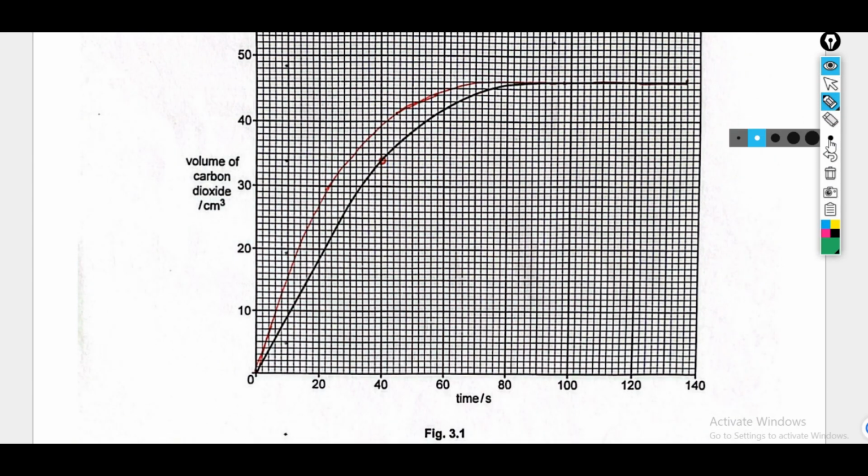So 40 seconds is this. You take this point, so the value 34 is given from here. The volume of carbon dioxide is 34.